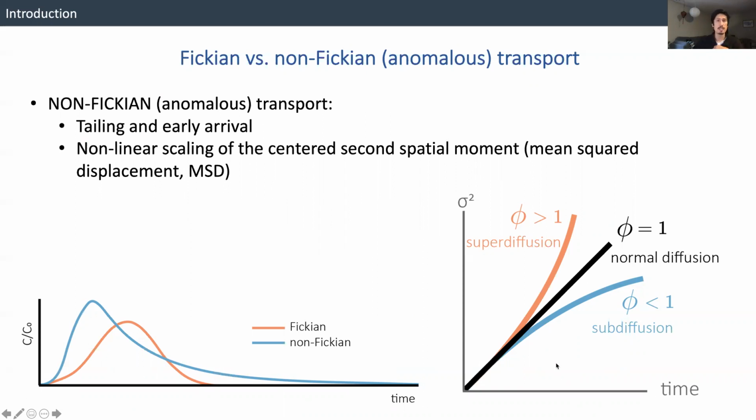We can also calculate the mean squared displacement of the plume, or the plume spatial variance, how much it's spreading out, which in a Fickian process would be linear with respect to time, or a slope of phi equal to 1. Deviations from this scaling would have phi less than 1 or greater than 1, indicating slower or faster than Fickian diffusive scaling. And we call these subdiffusion and superdiffusion respectively.